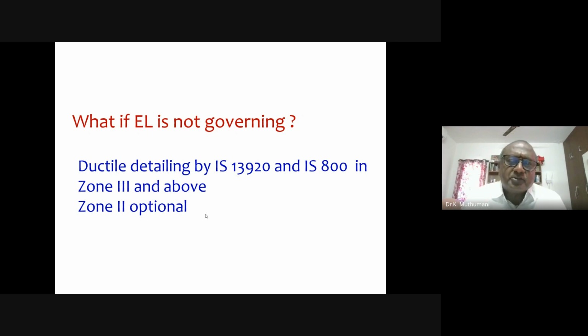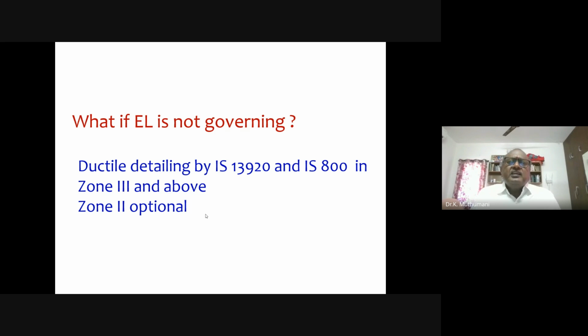But coming to ductile detailing, we need to detail as per the Indian code. We need to do ductile detailing as per IS 13920 for concrete structures and IS 800 for steel structures in all the zones 3 and above in the Indian continent. Only thing is, they say that zone 2 is optional. For example, Bangalore is in zone 2. So there are some cities where zone 2 also is there. So here it is an optional.